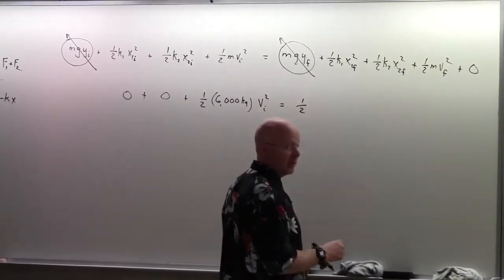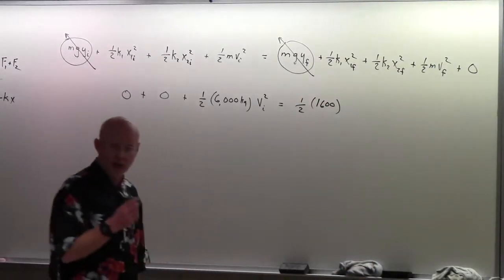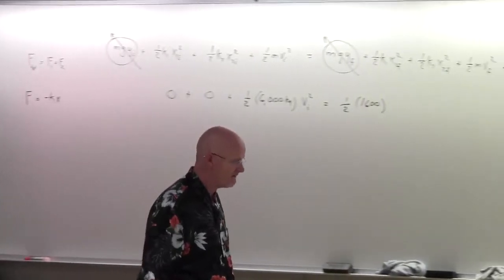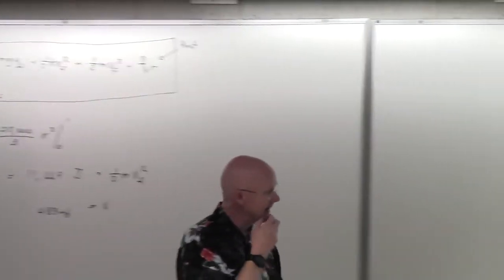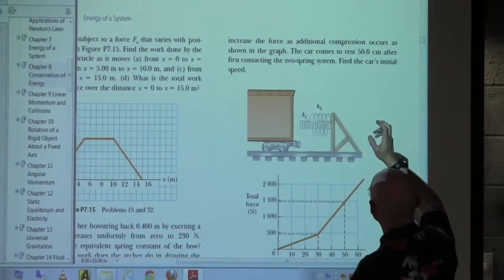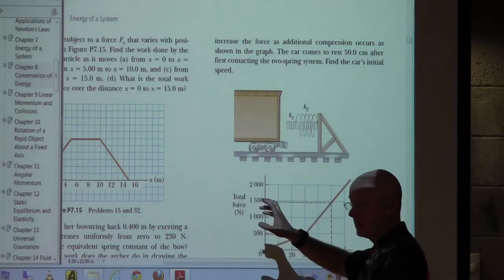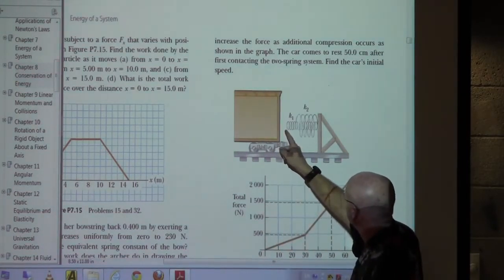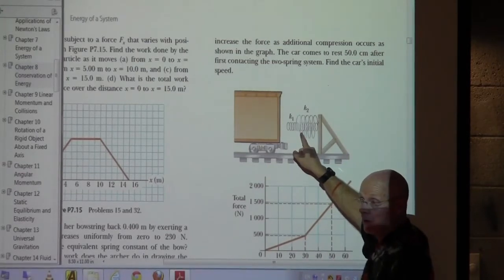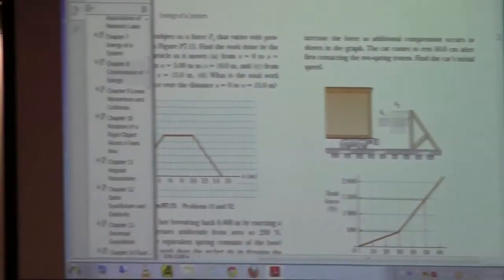Well, let's talk about spring number one. I might need to scroll down. Didn't they say that was 1600? Okay, so the spring constant is 1600. What is the final position of spring number one? Now, the problem says the car comes to rest 50 centimeters after first contact of the two spring system. So if I see the picture right, the first 30 would definitely compress the first spring by 30. But then as it moves 20 more in, it's still compressing the first spring. All right, so how far is the first spring compressed?